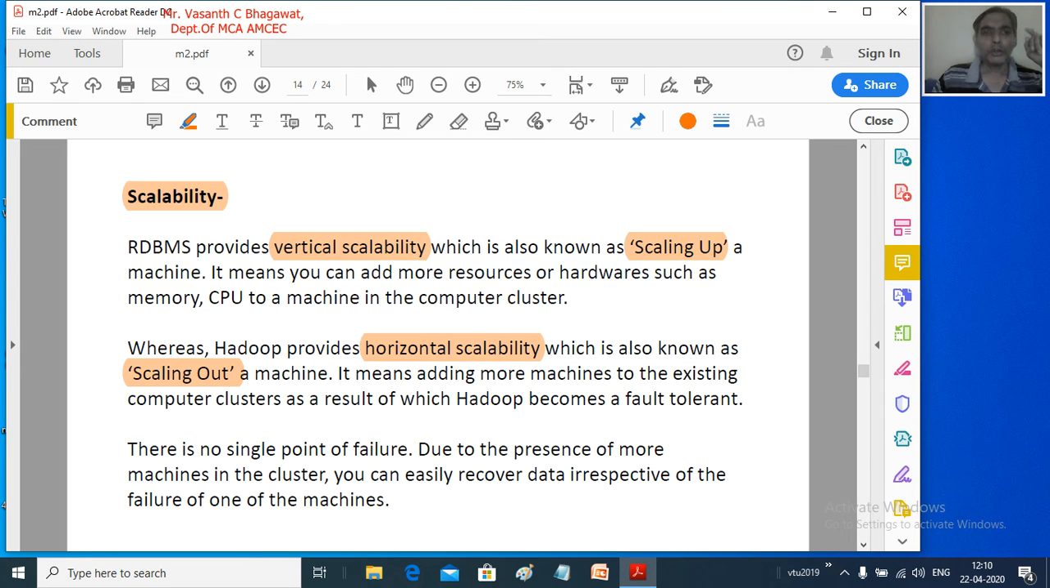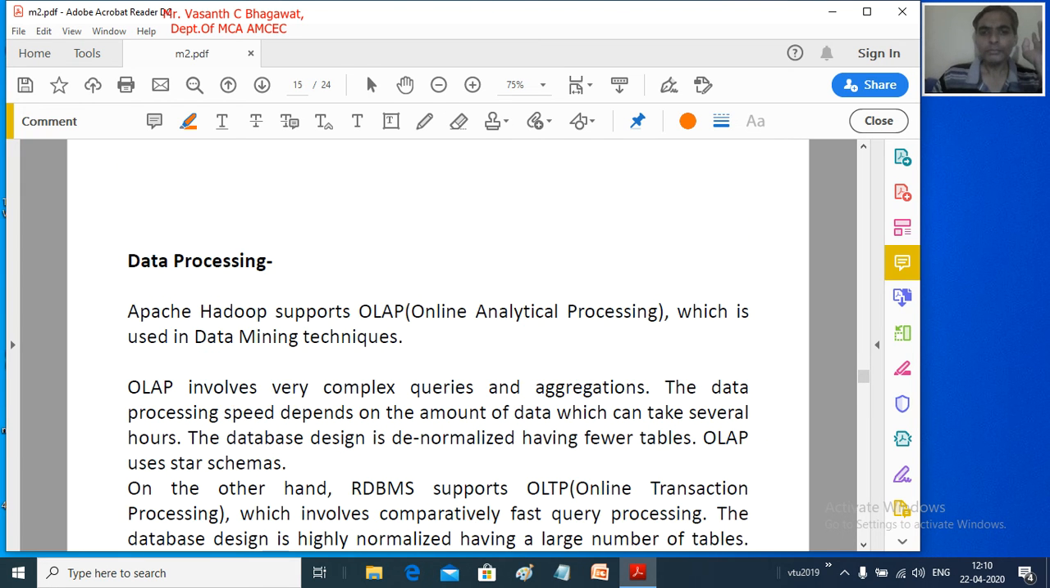When you're talking about scaling up, you will have a single point of failure. That means if that server has some problem, your entire data is gone. Whereas in Hadoop you don't have a single point of failure.